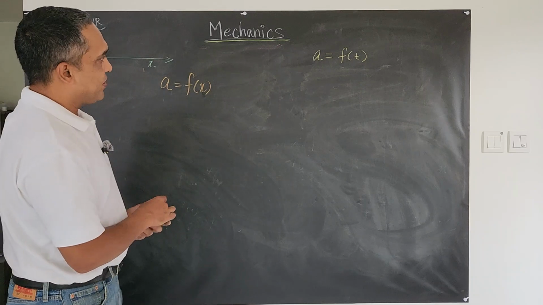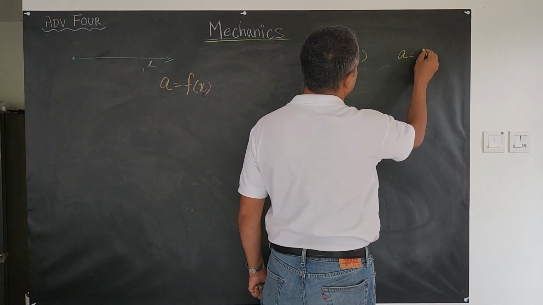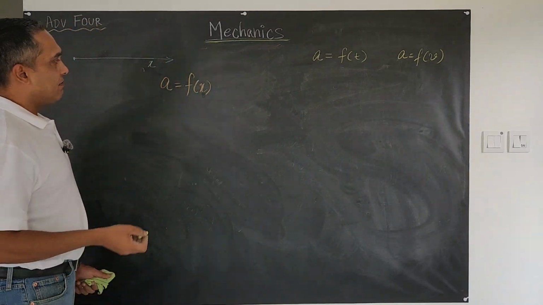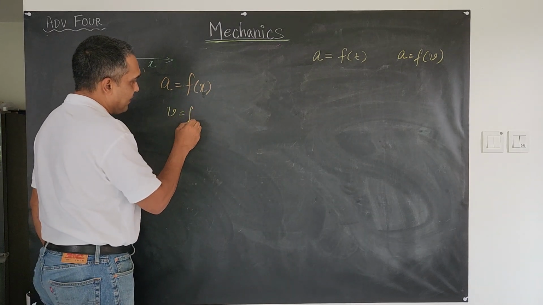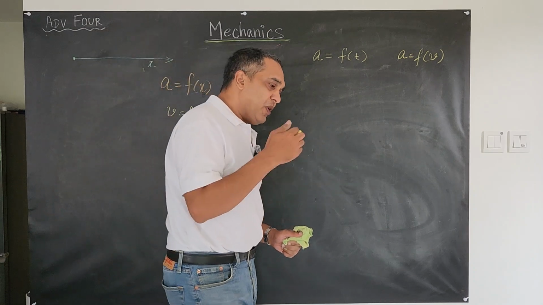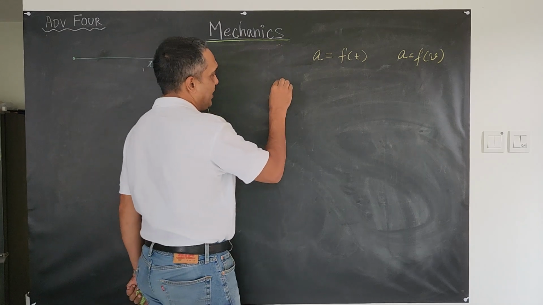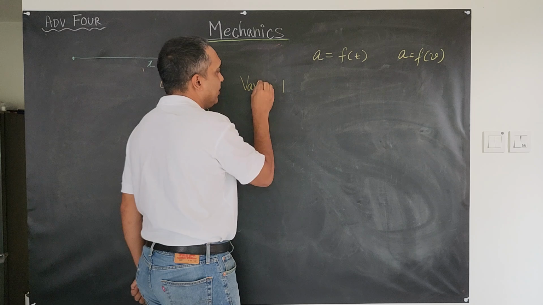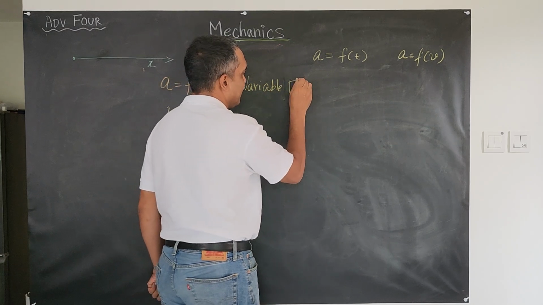and I've talked about acceleration varying with time. I can also write an acceleration that varies with velocity. I can write velocity as a function of displacement. But what happens when acceleration changes? We know that force is mass times acceleration, but that really means force is changing. That means I have a variable force.